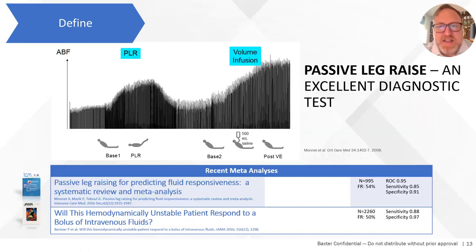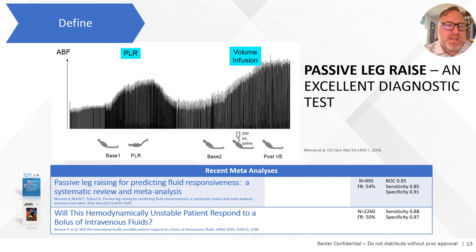Passive leg raise is an excellent diagnostic test. As we can see, here are a couple of studies below, one done by Dr. Binster and one done by Dr. Monet. What they found was a highly accurate test. I mean, it had a ROC of 0.95 on the PLR.